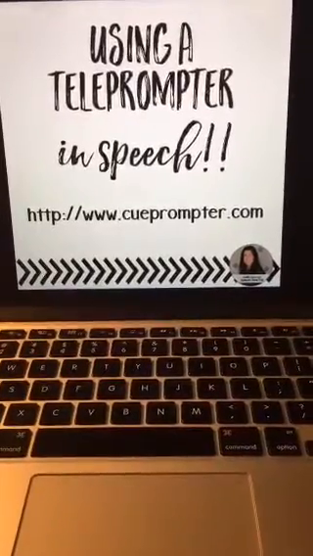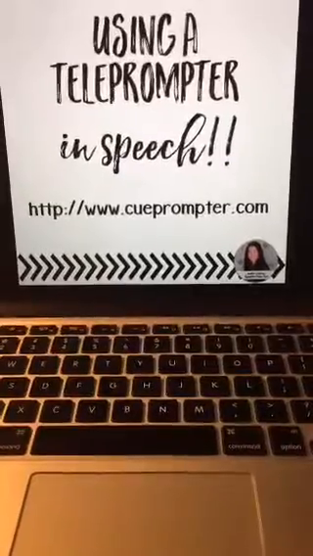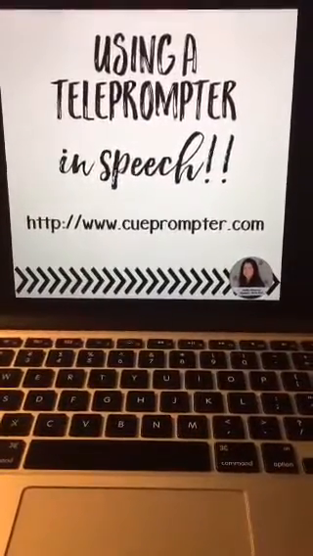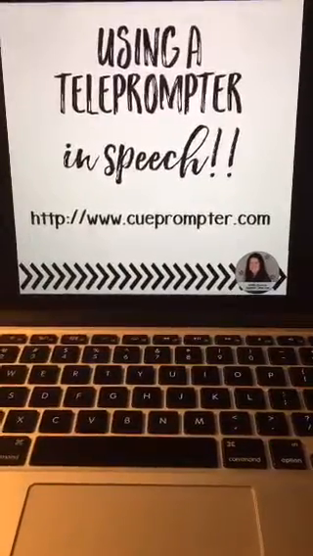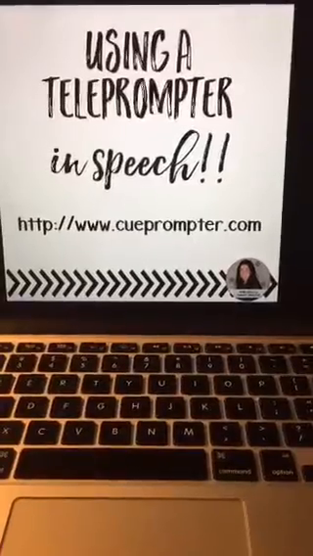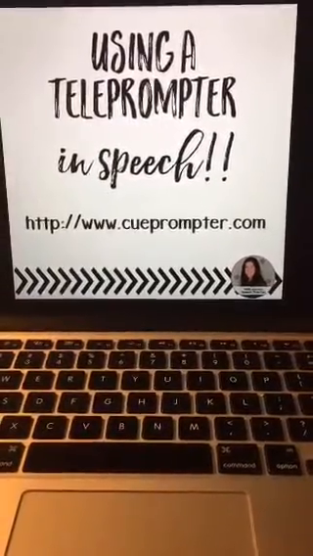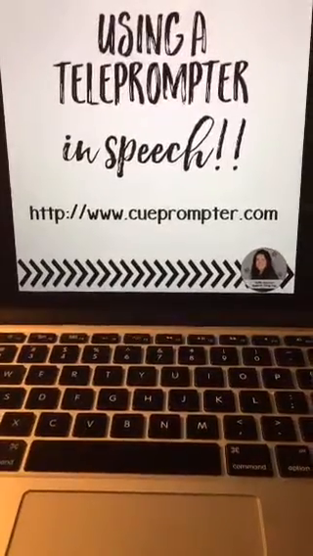Tricks night. And today I'm going to be talking about using a teleprompter. Yes, you read that correctly. A teleprompter in speech. If you have a computer, that's all you need. There are so many free tools out there that can provide this on the internet, but I found this one was one that I liked the most.